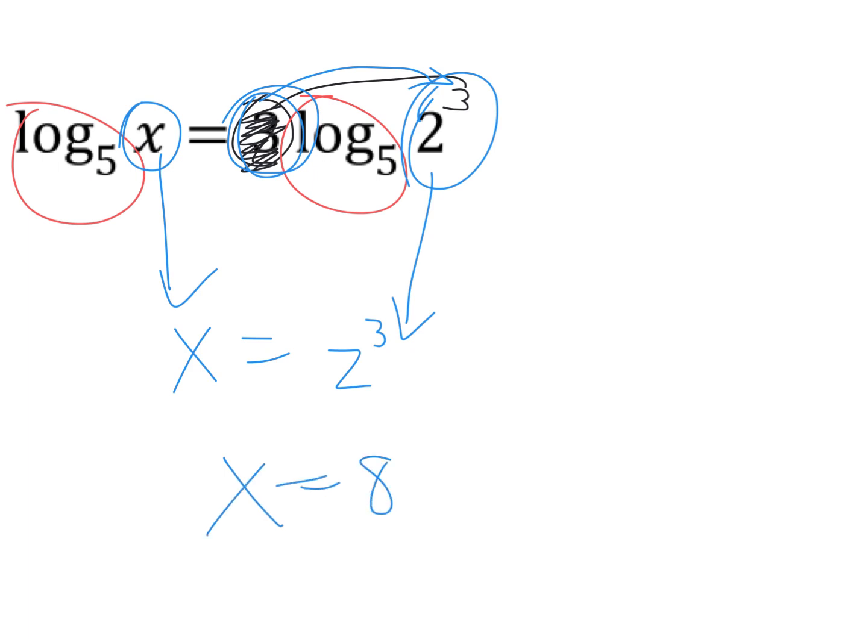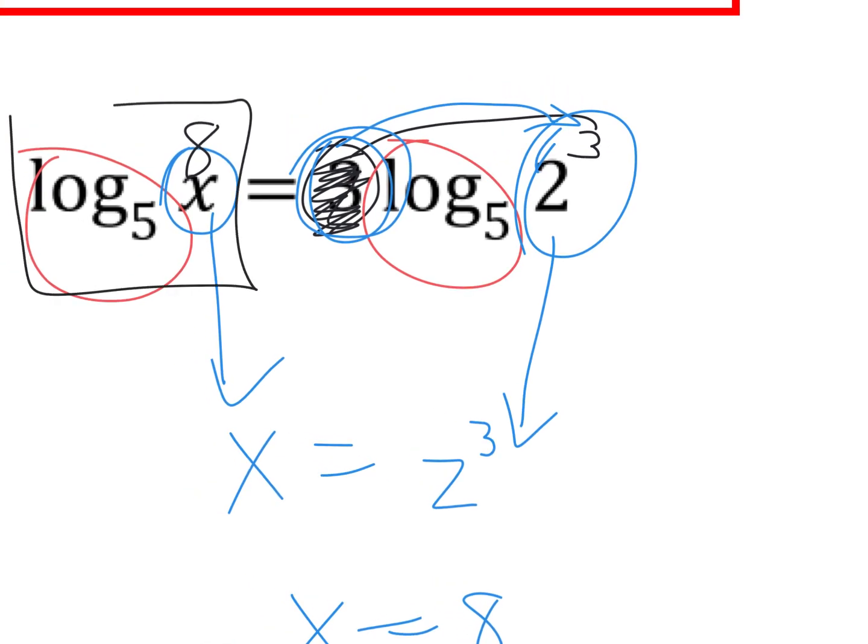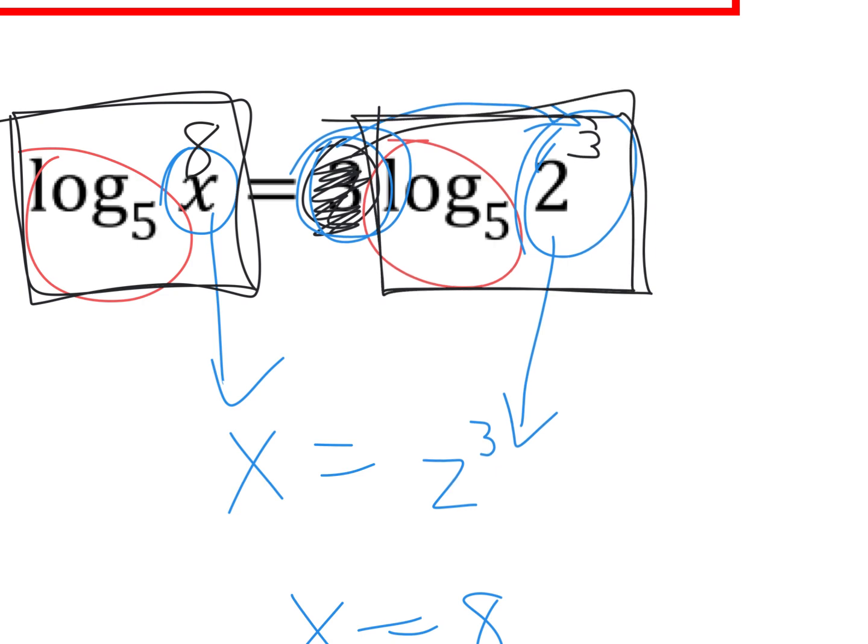Now I should actually be sure that that's right. So I go back and I put it in. 8 goes here. And log base 5 of 8 is supposed to be a log base 5 of 2 to the 3rd, which is 8.